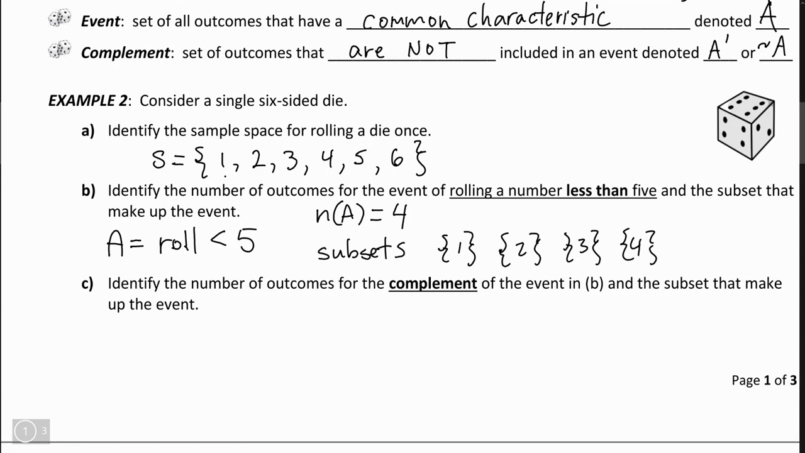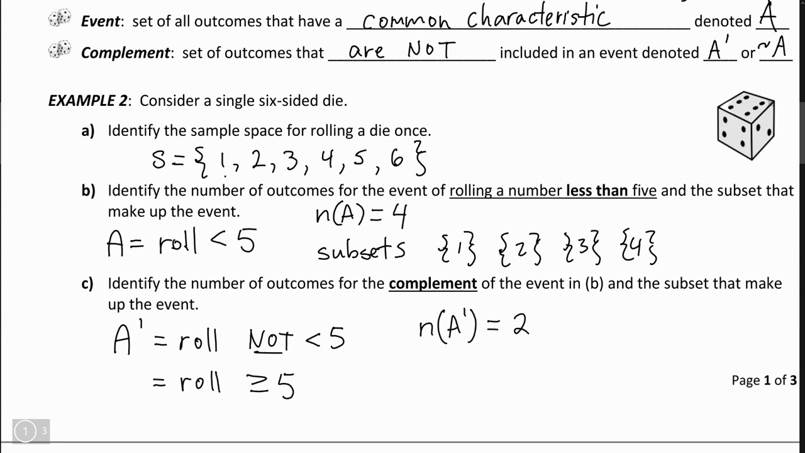Part C, identify the number of outcomes for the complement of the event and the subset that makes up the event. So A prime is rolling not less than 5. Logically, if it's not less than 5, it's going to be rolling a number greater than or equal to 5. So n, the number of outcomes for the complement, is just 2. You can either roll a 5 or you can roll a 6. The subset notation for that is {5, 6}.